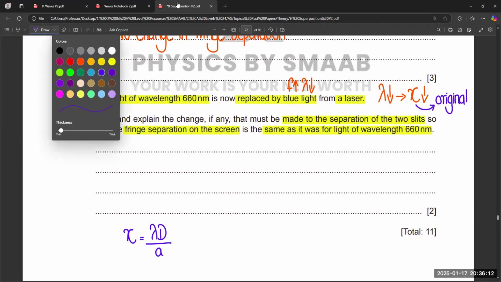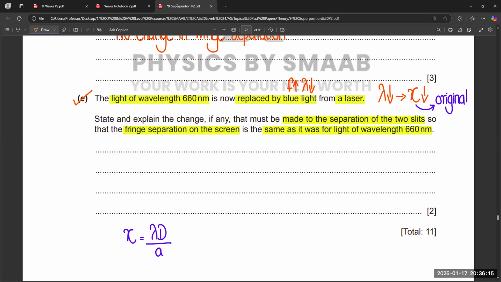First of all, you get 1 mark for writing that the wavelength decreases for blue light. Secondly, what change do we need to make? For 1 mark, we need to write the change. According to the formula, the value of X decreases and you need to make it increase to reach the original value. So to increase this value, we need to decrease the value of a.